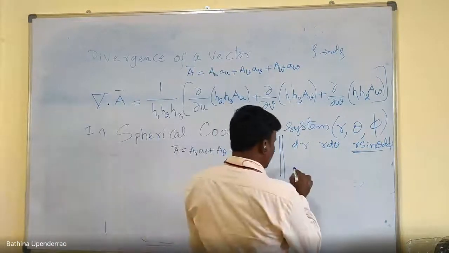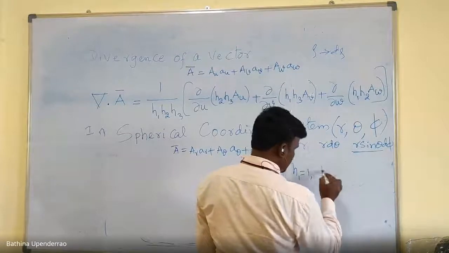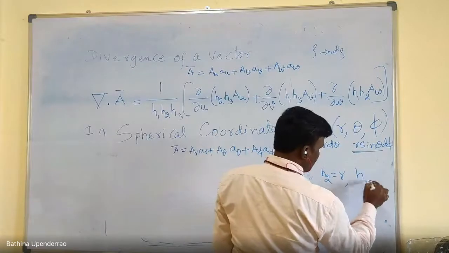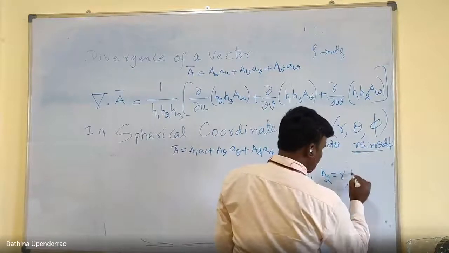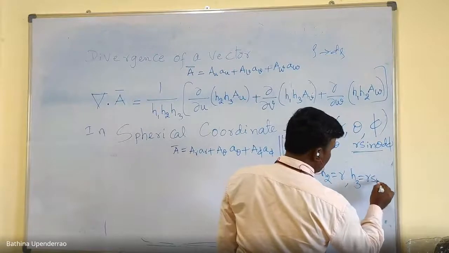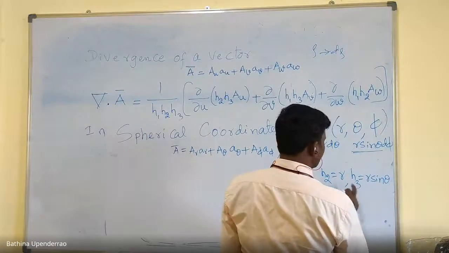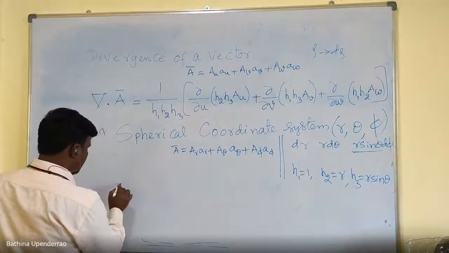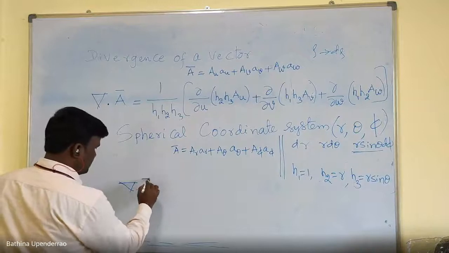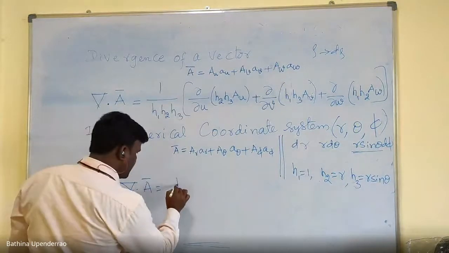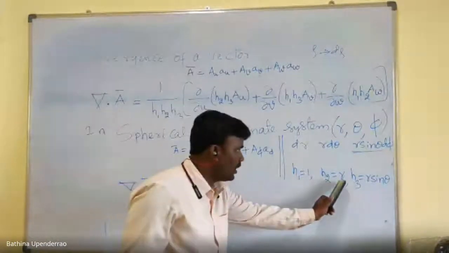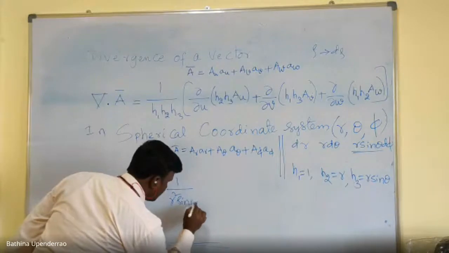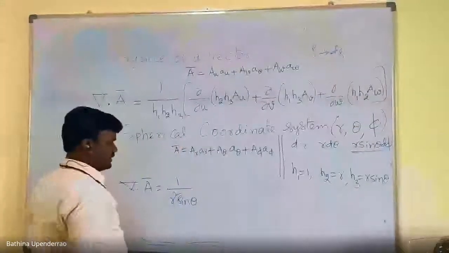Now write down the multiplication factors. h1 equals what? 1. h2 is what? The multiplication factor of d theta is r. And the multiplication factor of d phi is what? h3 is nothing but r sin theta. Now substitute these h1, h2, h3 in this formula. You will get del dot A bar like this: 1 by h1 h2 h3, that is 1 into r into r sin theta, which gives 1 by r squared sin theta.